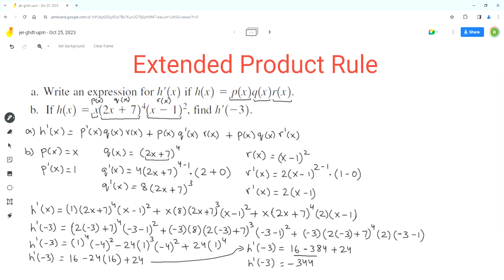So this should be the final answer for h prime at negative 3 for this given function h at x. So these are the steps you have to keep in mind to solve a problem like this one. You can see that the expression becomes very big when we use the extended product rule for a function in which there are three functions being multiplied. So you have to be very careful with the calculations.